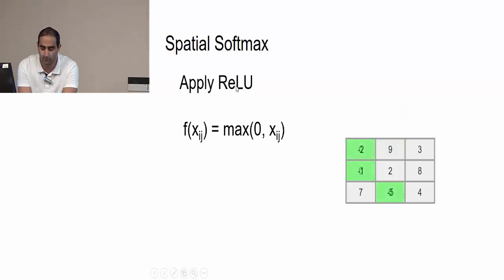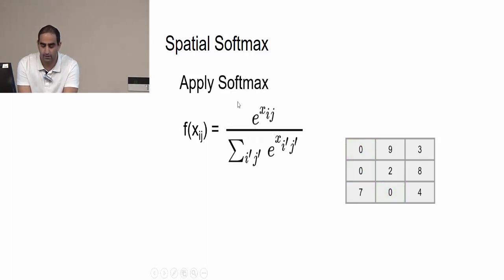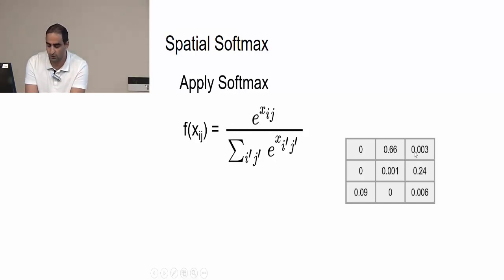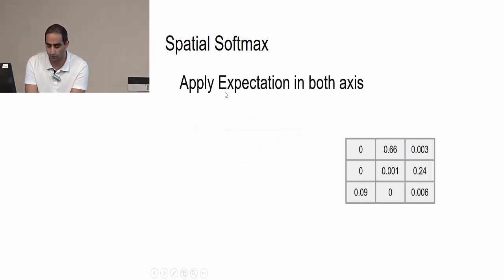The first step is to apply ReLU, which makes these negative elements 0. And then we apply softmax, which is calculated easily by this formula. So the sum of all elements in this matrix is 1. Now, in order to find where the maximum is, we just apply expectation in both axes. Let's start with the x-axis.